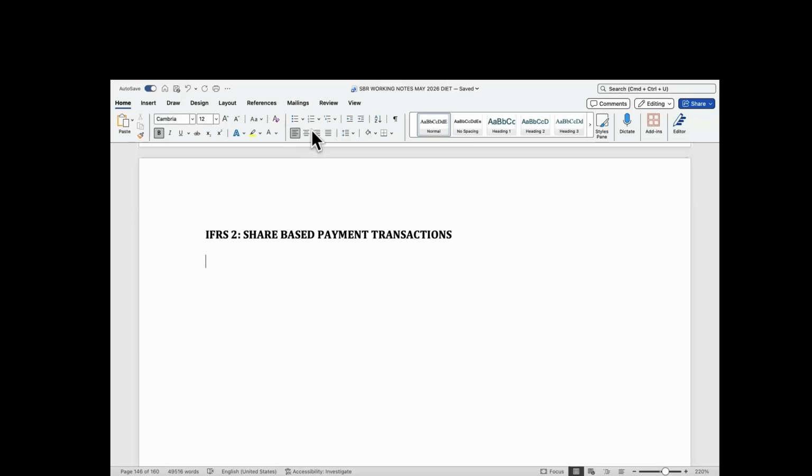Tonight, we are going to be looking at IFRS 2 on share-based payment transactions. Share-based payment transactions. So what are we looking at here?